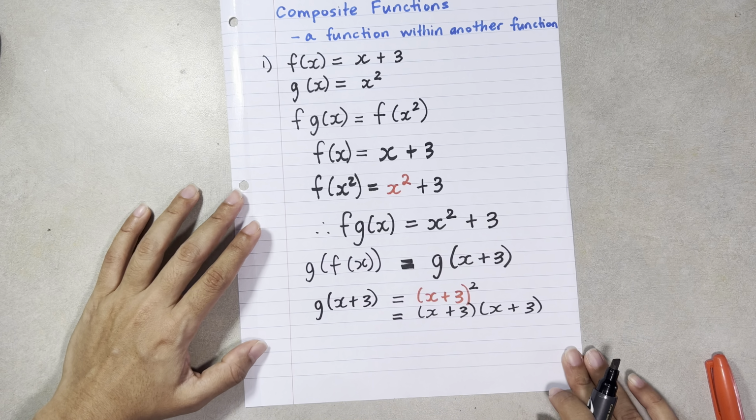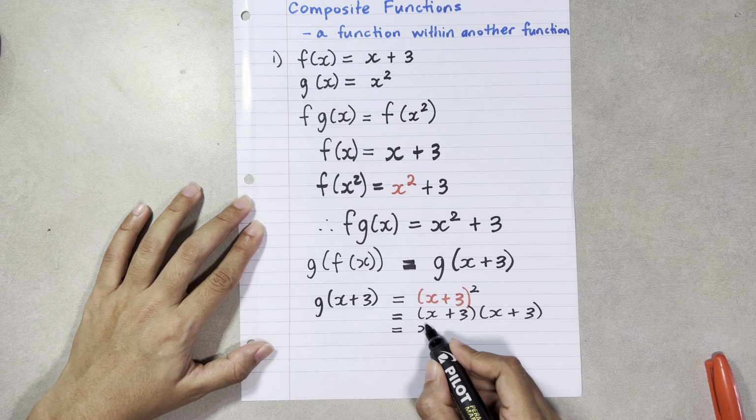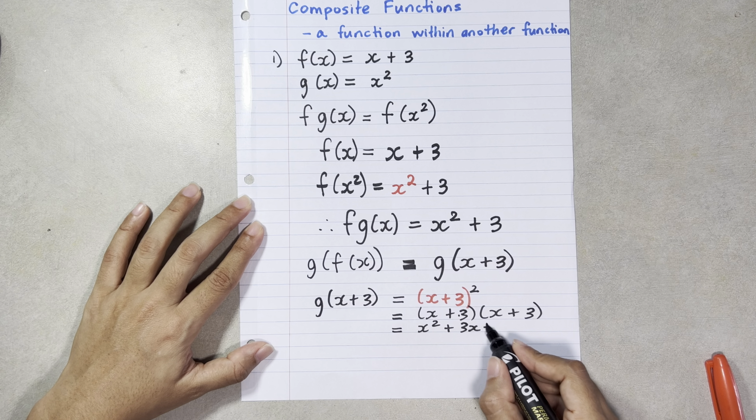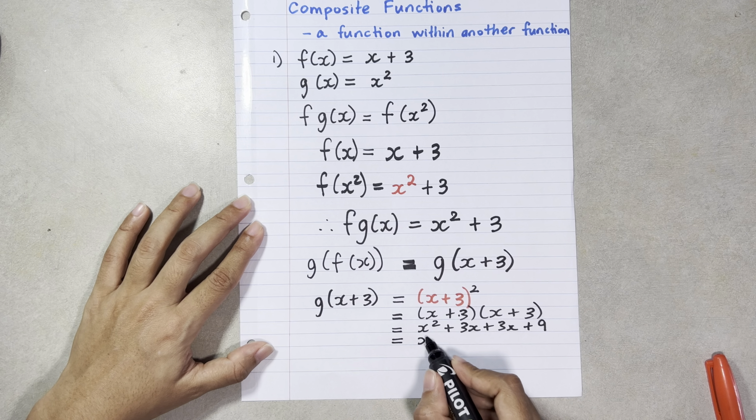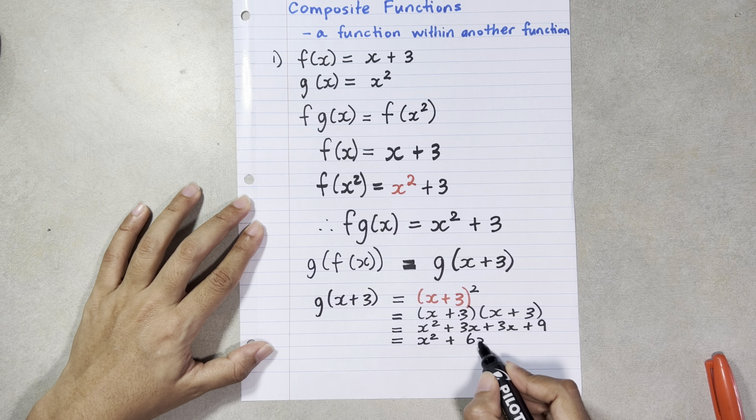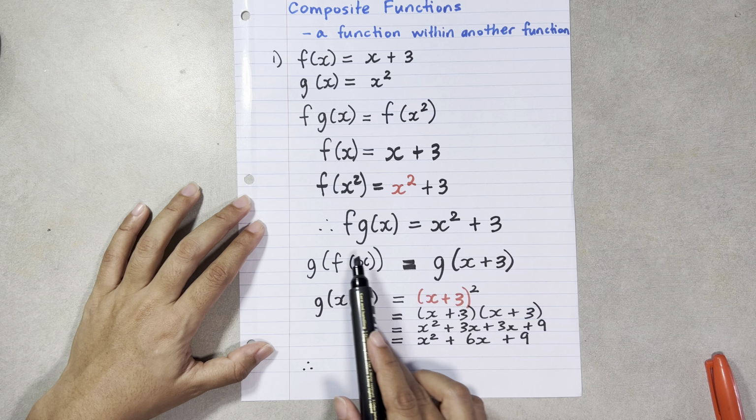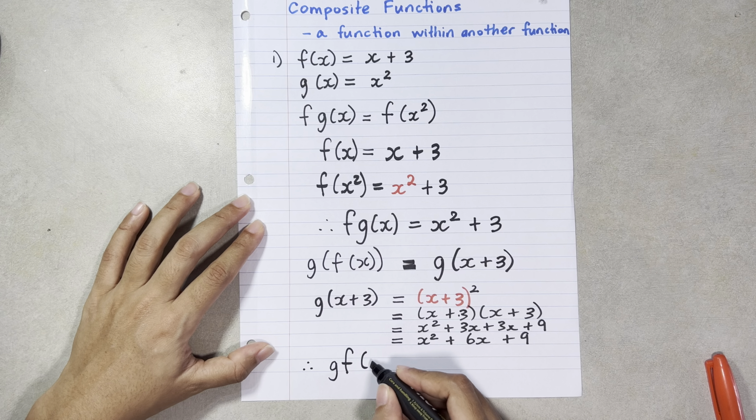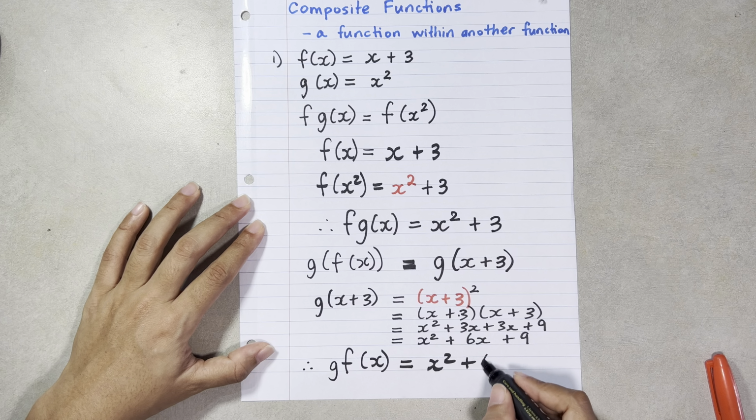And I have another video on how you expand these brackets, so I'm just going to do it quickly here. X times x is x squared. X times 3 is 3x. 3 times x is 3x, and then 3 times 3 is 9. So this would be equal to x squared plus 6x plus 9. Therefore, remember, x plus 3 is f of x. So g of x plus 3 is the same as g of f of x, which is equal to x squared plus 6x plus 9.